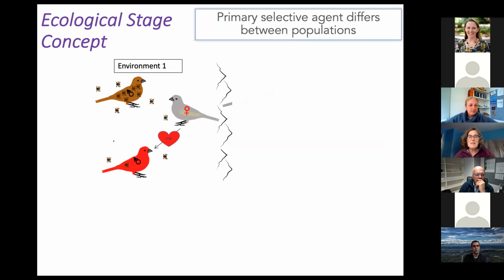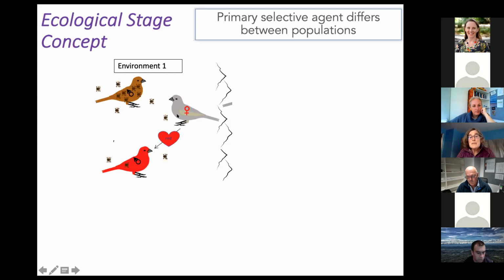So this is a figure that shows you the conceptual underpinnings of the model. So we're going to compare two different environments or ecological stages. Environment one is characterized by a primary selective agent of parasites. So in this particular environment, parasites are prevalent. Parasite resistance is highly selected on. And males who are in good condition, because they are resistant to parasites, can also express bright red coloration.